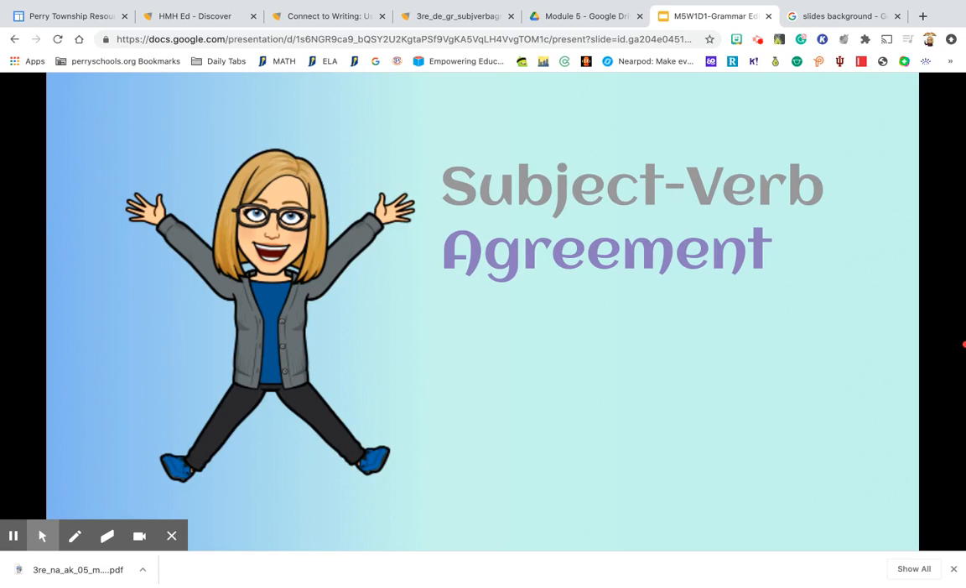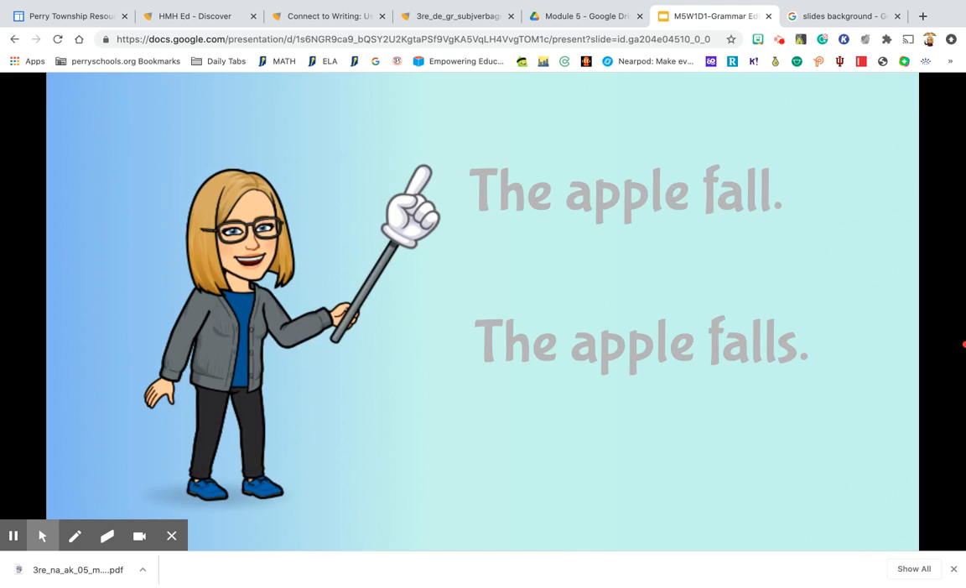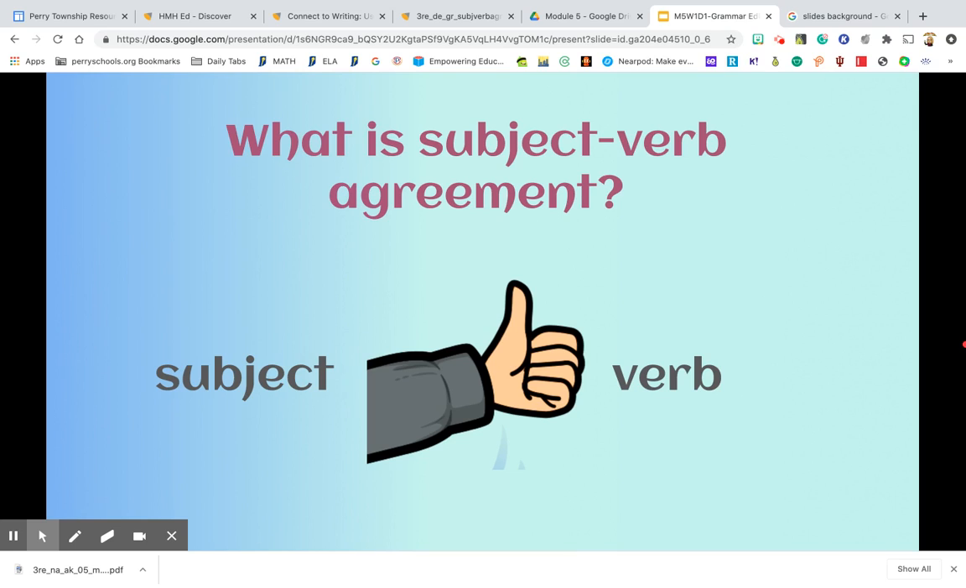Today we are going to be learning about subject and verb agreement. Looking at these two sentences, I want you to pick the one that you think is correct. The apple fall or the apple falls. We are going to be learning all about what subject and verb agreement is.